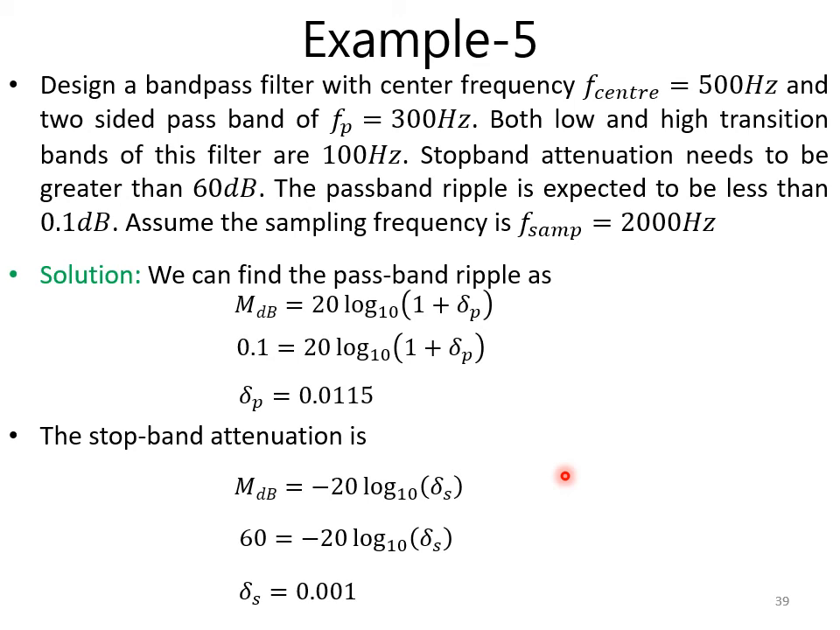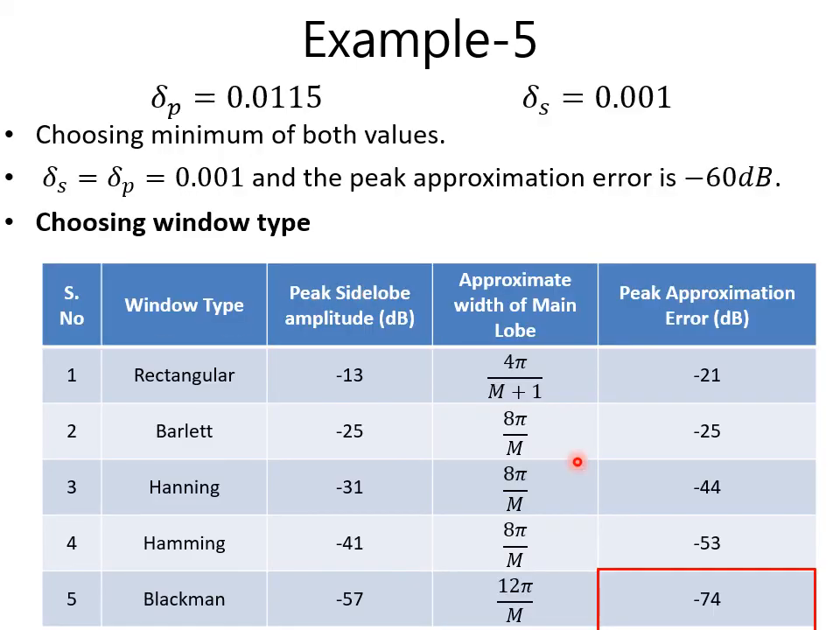This is the requirement of the question, and obviously both have to be the same. So we have to choose the minimum of these two, which is again delta s, the stop band attenuation. So we have to choose the window function that gives the required stop band attenuation. From the table you can see it is the Blackman window that gives a stop band attenuation greater than 60 dB, which is minus 74. So we choose the Blackman window as our window function here.